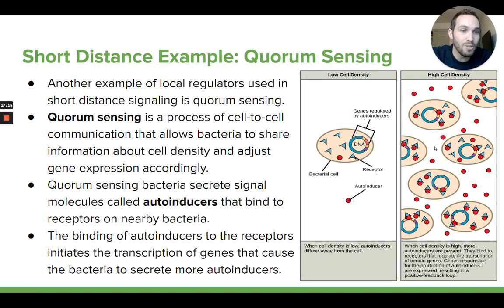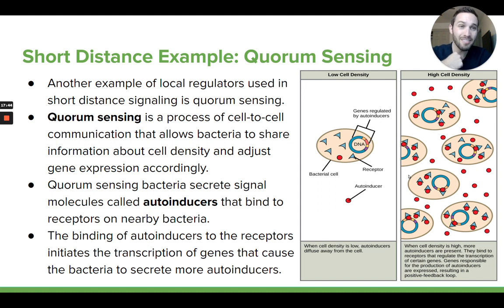It's also, you could argue, an example of autocrine signaling because these signaling molecules can also bind to the receptors in the same cell. So some of these autoinducers were released by a certain cell and some of them bind to the same receptor of the cell that released it. So in this situation, we would have autocrine signaling, but also paracrine signaling because a lot of these signaling molecules are binding to receptors on other nearby cells. So both autocrine and paracrine signaling is what's going on here.